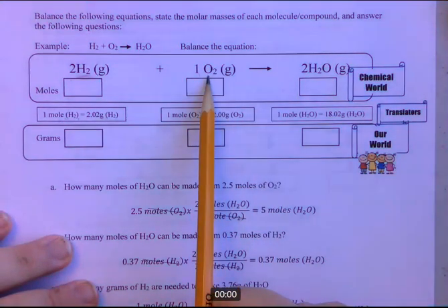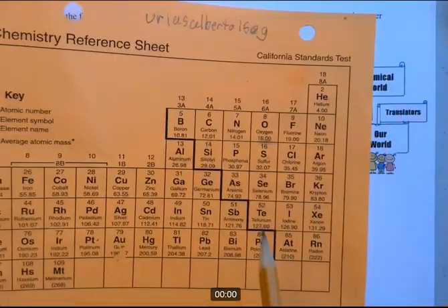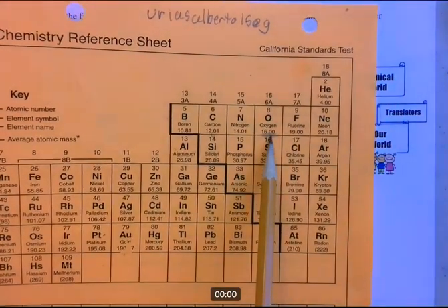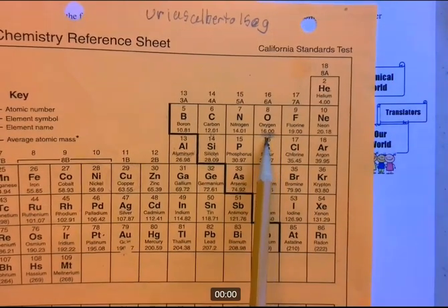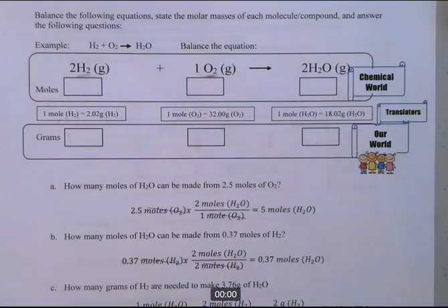Okay, oxygen, O2. Again, we only want the mass of O2. So we come over here, and a single oxygen atom is 16. So if you have an O2, that means you have 2 oxygen atoms stuck together. So that's 32. So 1 mole of O2 is 32 grams of O2.